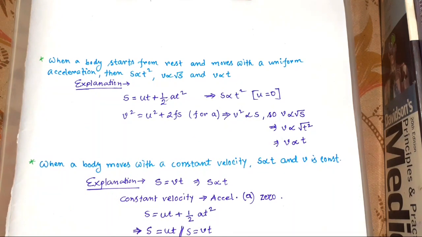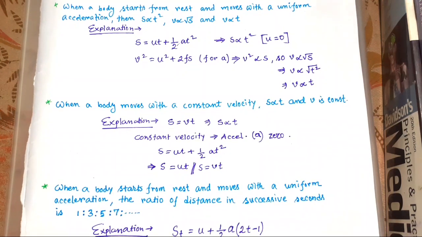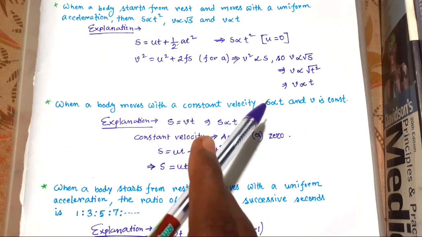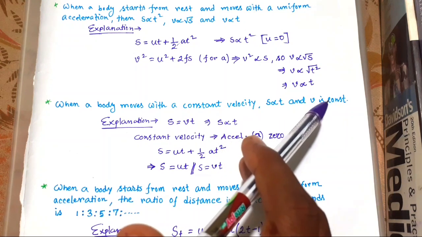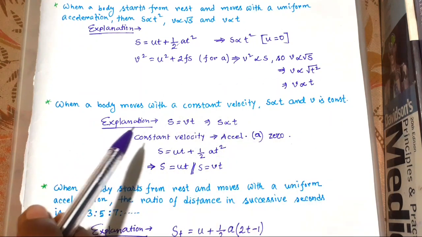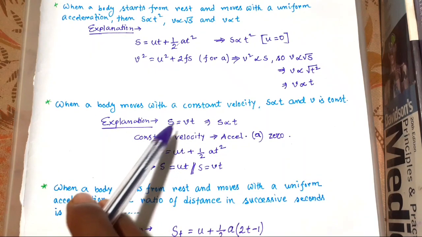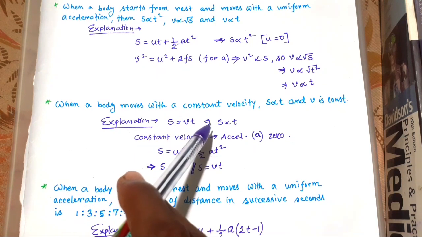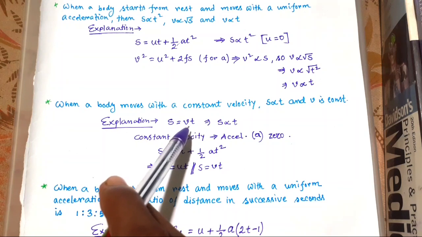Now number 2. When a body moves with a constant velocity, then S is proportional to t and v is constant. Now explanation. S equals vt, okay, we know. So S is proportional to t. Here v is constant, okay.